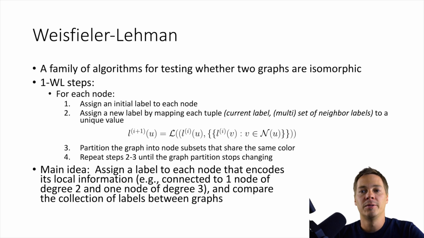The main idea here is that we're going to assign a label to each node that encodes the local information. For example, a color might represent that this node is connected to one node of degree 2 and one node of degree 3. And all of the nodes that share that property will have the same color. And then when we have two graphs, we can collect the labels and compare their distributions and see, okay, if they have the same counts of all of these colors, then they're isomorphic. Let's look at an example.